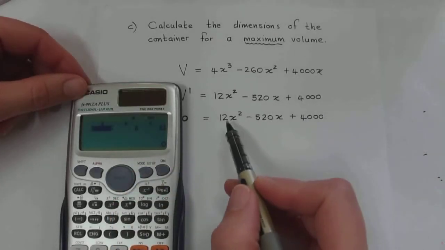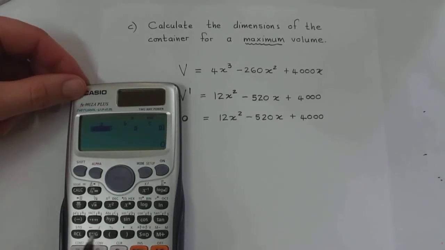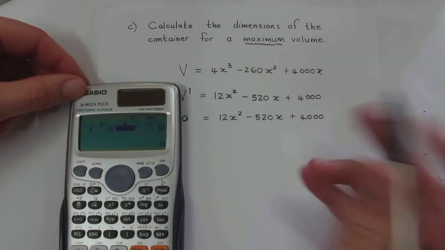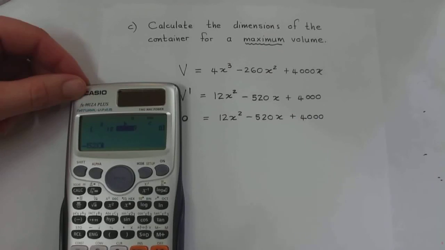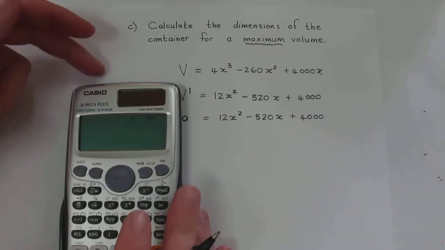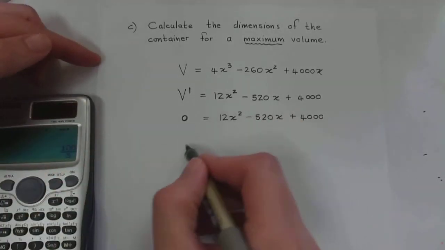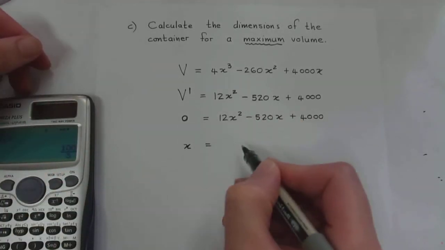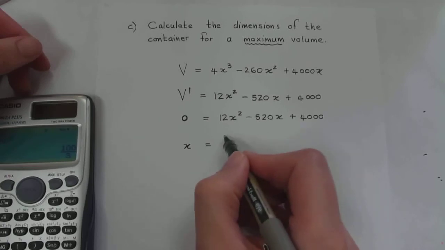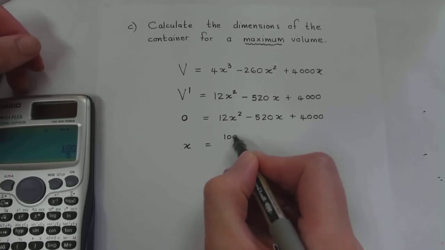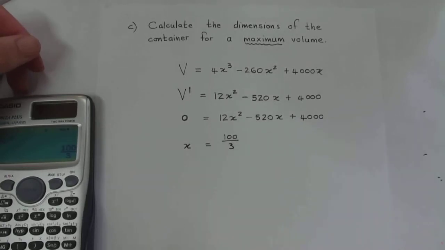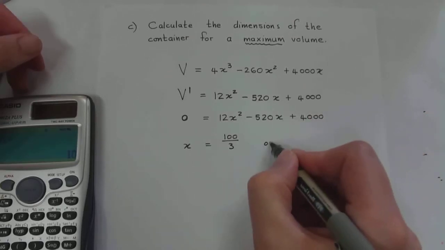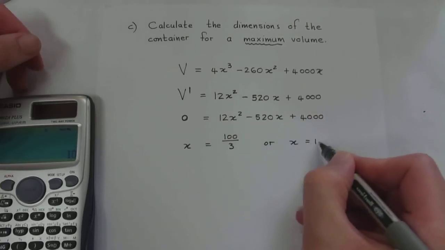There we go. So in this case, the A value is equal to 12. The B value is minus 520. And then the C value is going to be 4,000. Which means they give me my 2 x answers. They say the first answer for x is equal to 100 over 3. Or x is equal to 10.